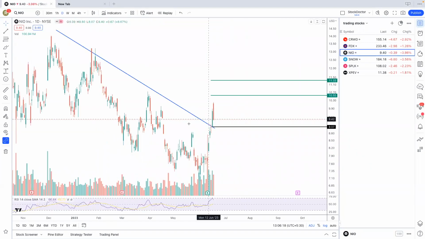For NIO, $9 is the support. If it breaks below and stays below that, one should exit the position. The targets are 10.50 and 11.30.